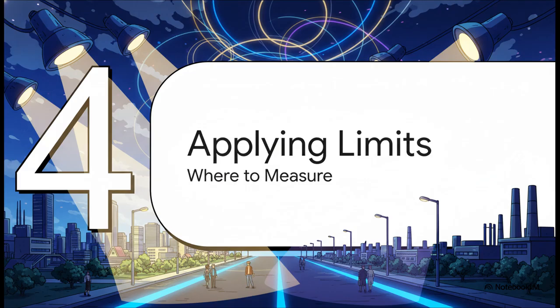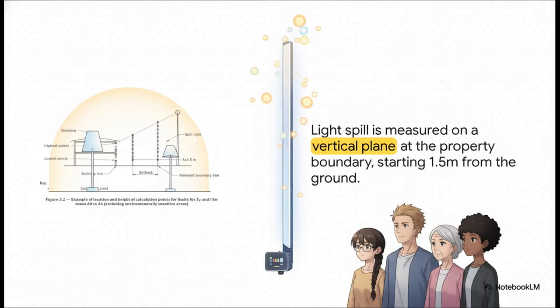So, we've got the rules, we understand the numbers, but where exactly do we apply them? This is where the theory hits the real world, and it is all about the boundary line. The where is so important. Light spill isn't measured on the building itself, but on a vertical plane right at the property boundary. And these calculations start at 1.5 meters from the ground and then go upwards. This basically simulates the perspective of a person standing on the next door property.